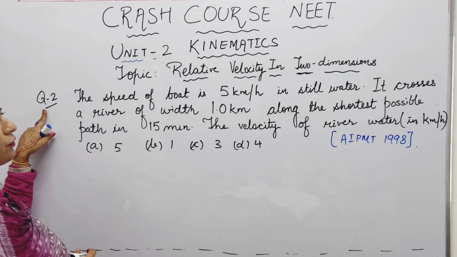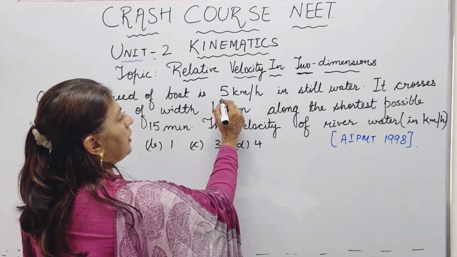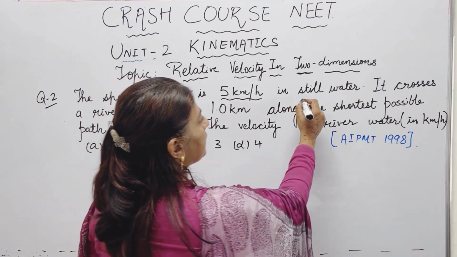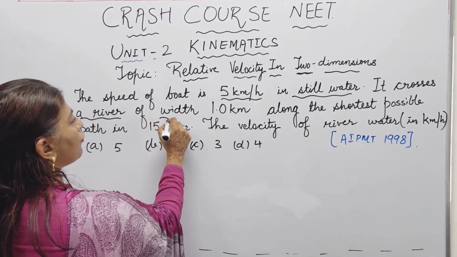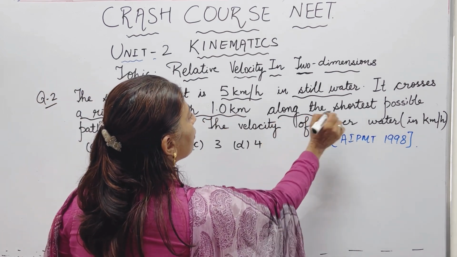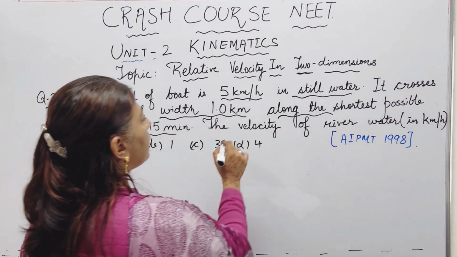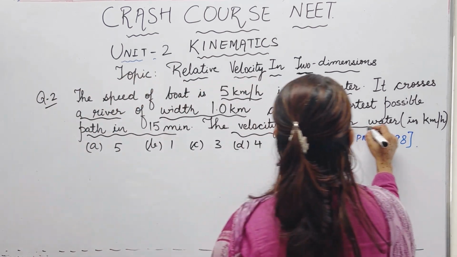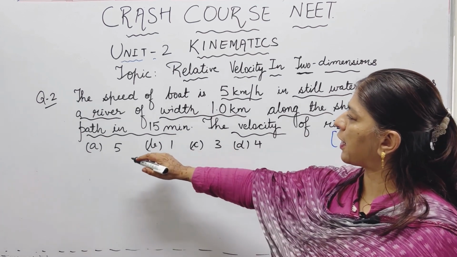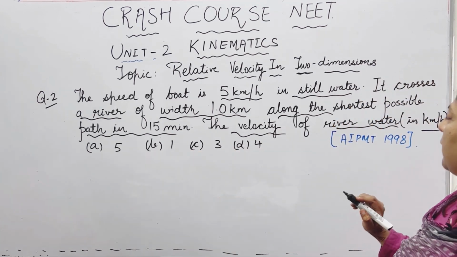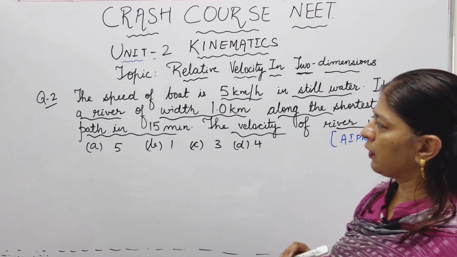Now the second question of the relative velocity in two dimensions is, the speed of the boat is 5 km per hour in still water. It crosses a river of width 1 km along the shortest possible path in 15 minutes. The velocity of the river water in kilometer per hour is 5, 1, 3 or 4? This question has come in All India PMT 1998.